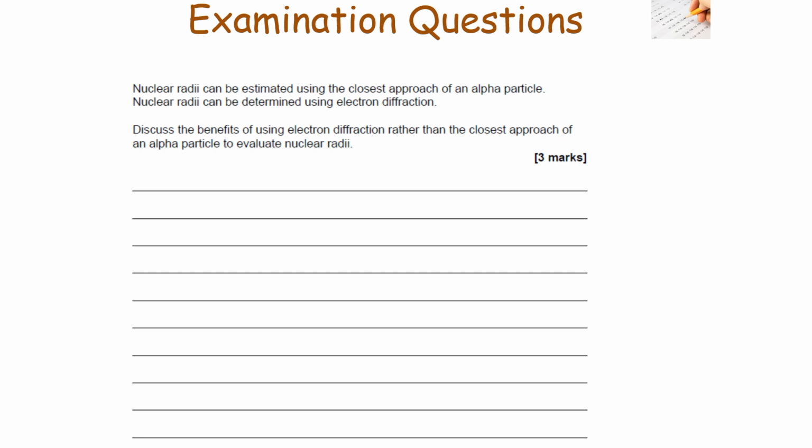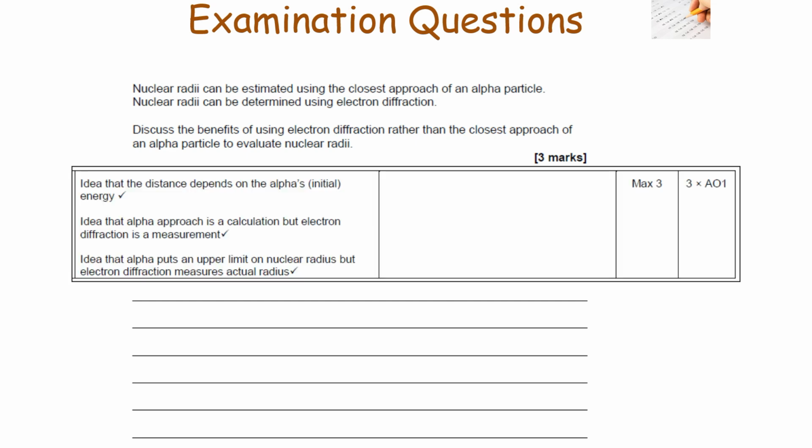Right, so how do you answer this question? What's our issue with using the distance of closest approach? Well, the major one is the distance depends on the alpha particle's kinetic energy, because the kinetic energy of the alpha particle turns into electrical potential energy due to repulsion between the alpha particle and the nucleus. So the alpha approach is a calculation, that you're just working out by taking your measurements, but electron diffraction is actually a measurement.